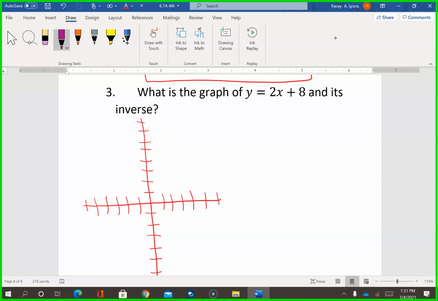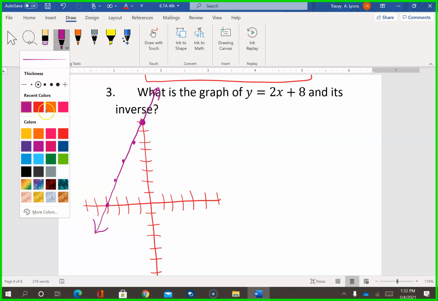Okay, so this one crosses at 8. And then the slope says up 2, right 1. So I'm going to go down 2, left 1, and draw it in. Now, do you guys remember what the line is that you go over when you're trying to find inverses? That dotted line that we did yesterday? Y equals x, or 0, 0, 1, 1, 2, 2, 3, 3. It's basically the diagonal of the graph. So I'm going to put those in here.